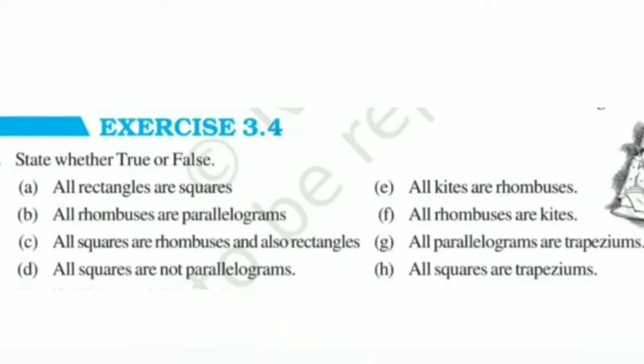Next D, all squares are not parallelograms. This is false. All squares are parallelograms, as opposite sides are equal and parallel. Next E, all kites are rhombuses. So the answer is false. A kite does not have all sides of the same length. Number F, all rhombuses are kites. This is true. A rhombus also has two distinct consecutive pairs of sides of equal length.